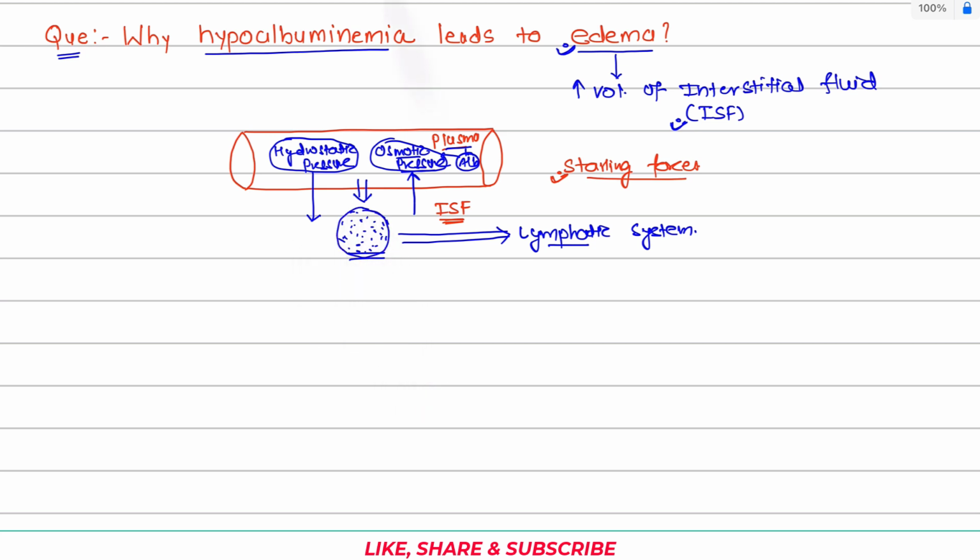The first condition is if there is a blockage in the lymphatic system, if there is an increase in the hydrostatic pressure, or if there is a decrease in the osmotic pressure. So these three major conditions lead to an increase in the interstitial fluid volume, and we know that increased interstitial fluid volume is called edema, right?